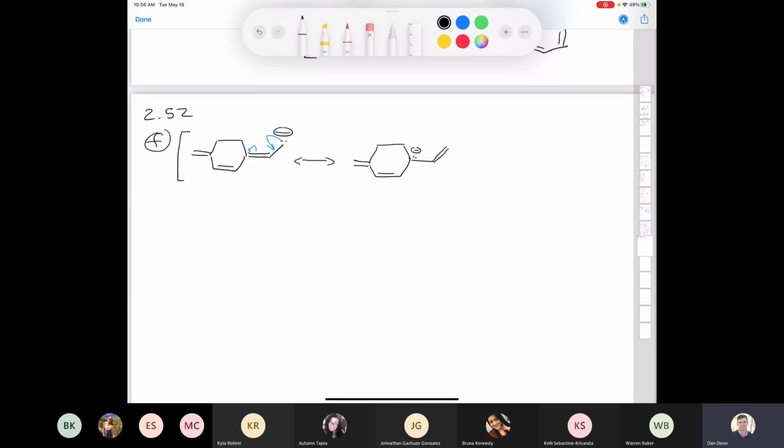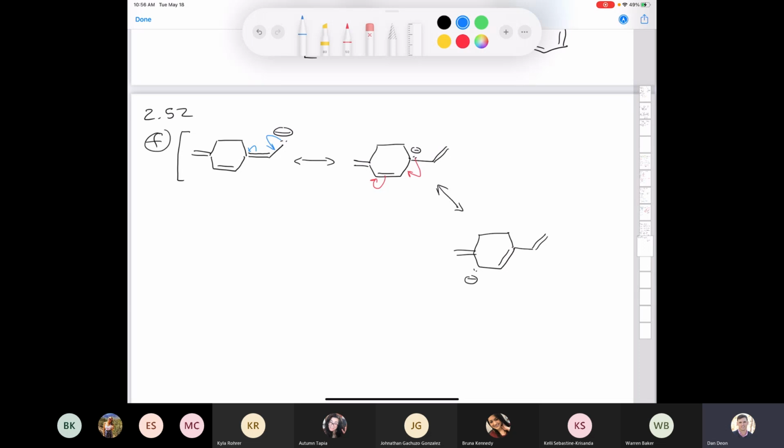I made a pi bond here. Now I'm going to take this pair. I still have another allylic lone pair. I'm going to push these electrons over here. I'm going to end up making another resonance contributor where I have a pi bond here, another pi bond there. I still have this one. I have the lone pair here.